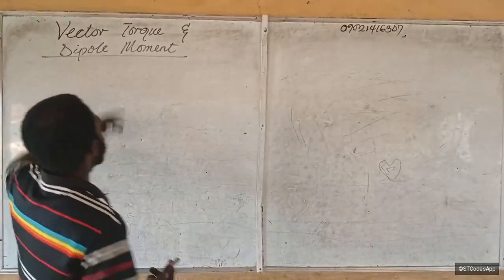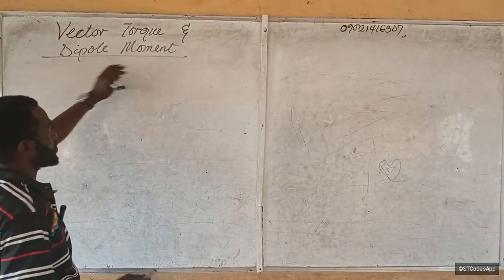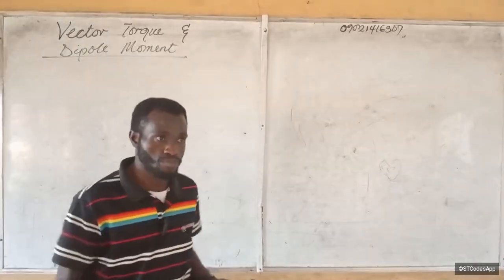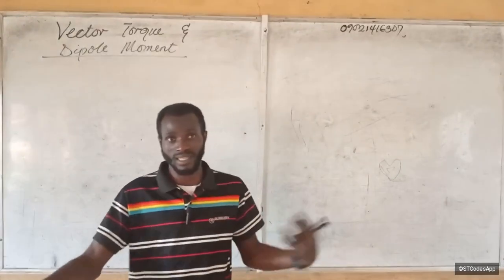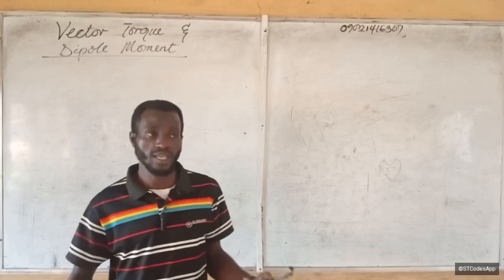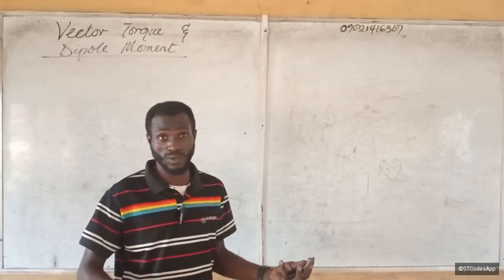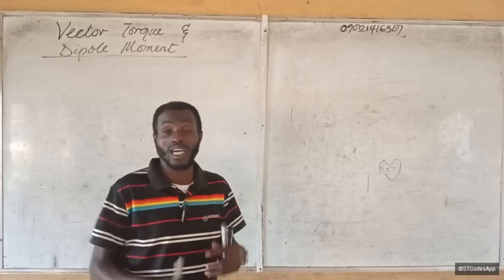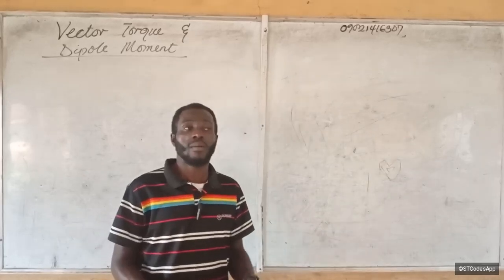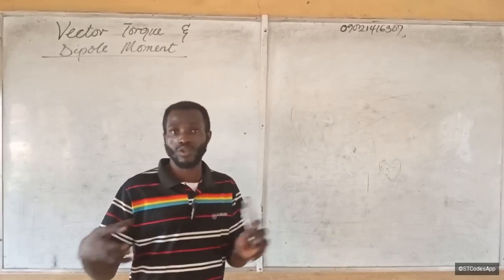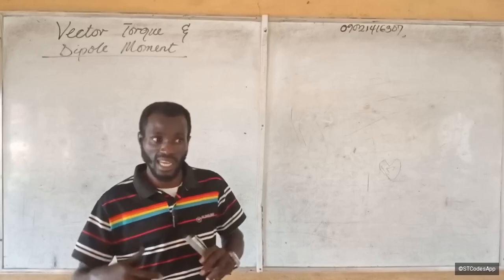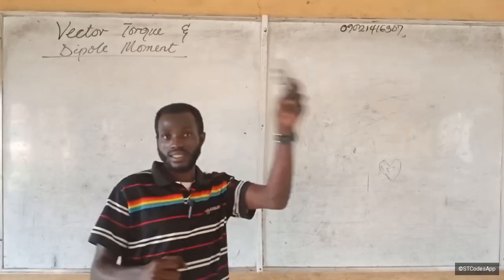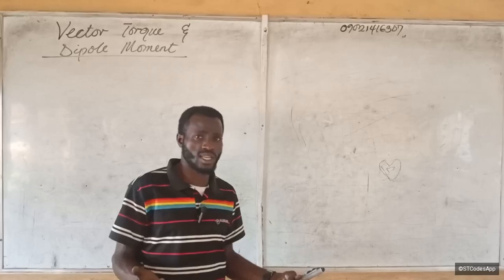All right, let's go. So now, what is the vector torque? What is dipole moment? You already know that dipole moment is the measure of how evenly distributed the charges are in an electric dipole system. Mathematically, we say it is the product of the charge and the distance of separation from the other charge.